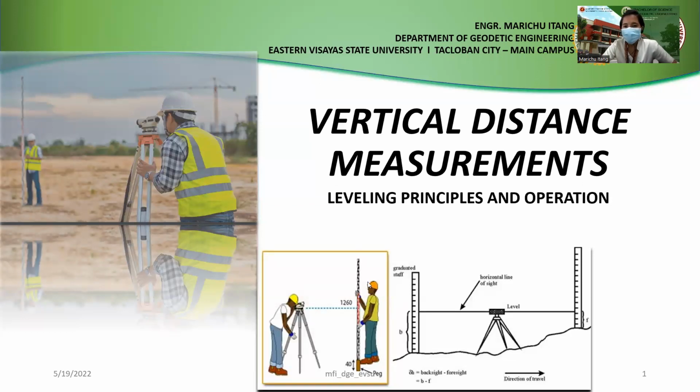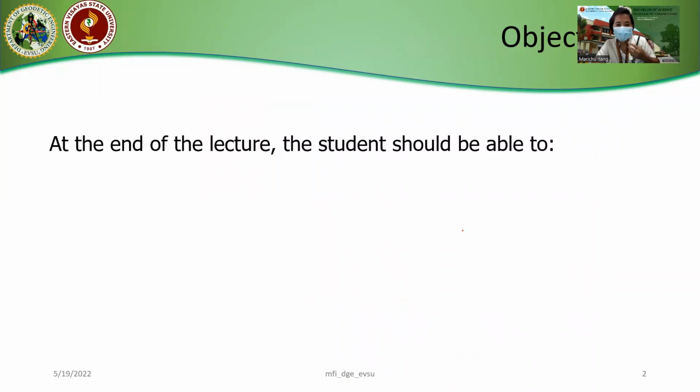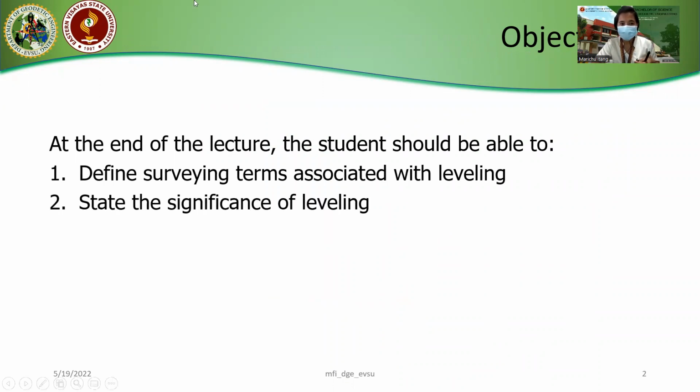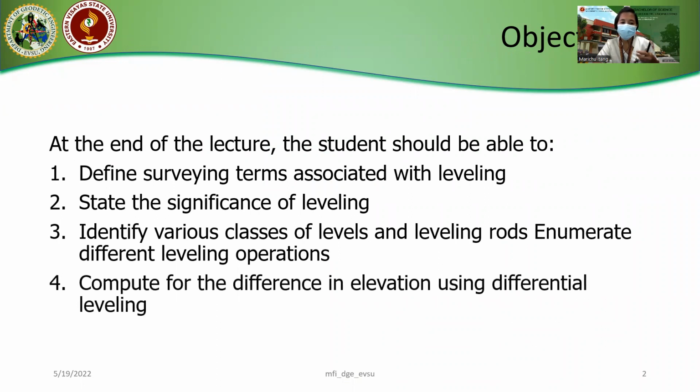Before we start with the proper discussion, I am going to give you first the objective and then the topic outline of this chapter. At the end of this chapter or lecture, you should be able to define surveying terms associated with the leveling, and state the significance of leveling. Identify various classes of levels and leveling rods, and then enumerate the different leveling operations, including computing the difference in elevation using differential leveling.